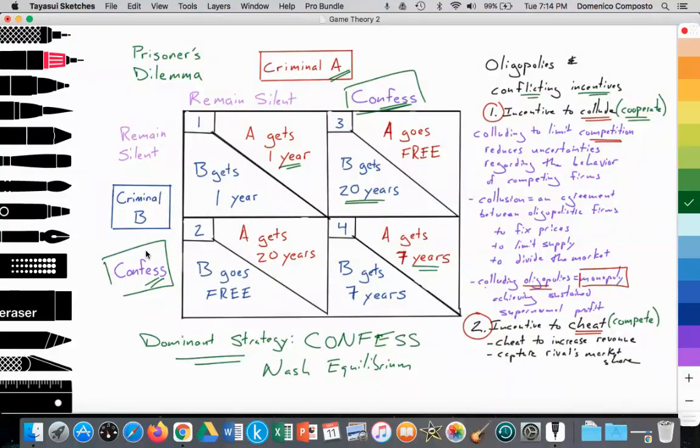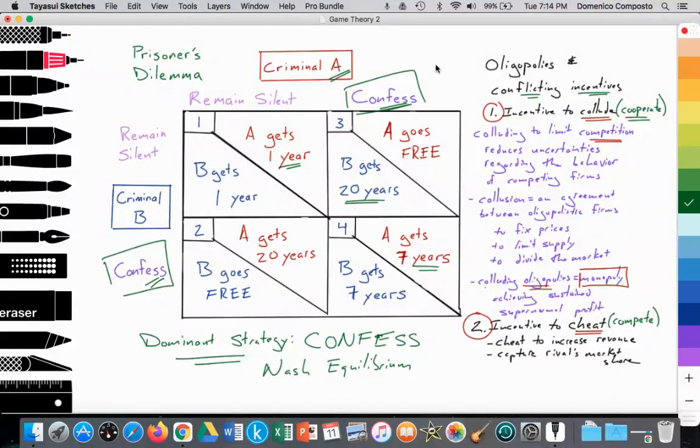If criminal B decides to confess and cooperate with the police, while criminal A remains silent, then they end up in outcome box number 2, where criminal B goes free and criminal A gets 20 years in prison. If both criminal A and criminal B confess, they end up in outcome box number 4, where criminal A gets 7 years in prison and criminal B gets 7 years in prison.